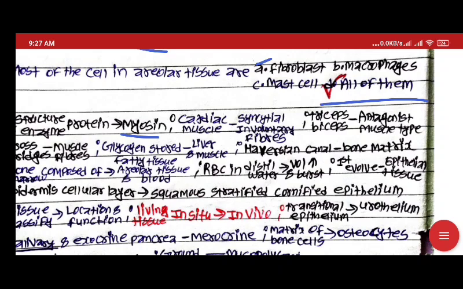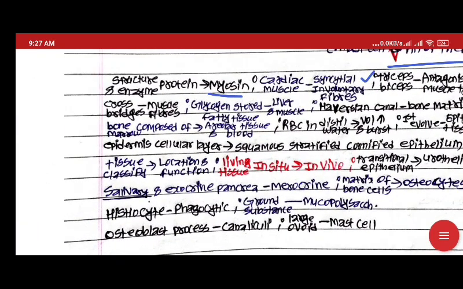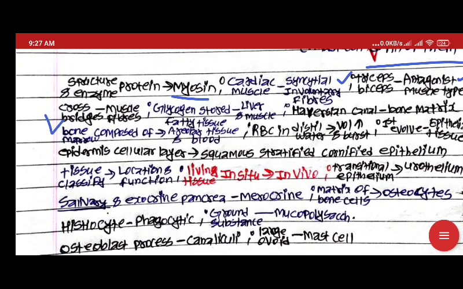Cardiac muscles are syncytial, meaning multinucleated, and have involuntary fibers. We have what? Triceps, biceps. Triceps and biceps are antagonist muscle types. Now cross bridge in muscle fiber, we find a cross bridge type of glycogen store. Now glycogen is stored in both liver and muscles.